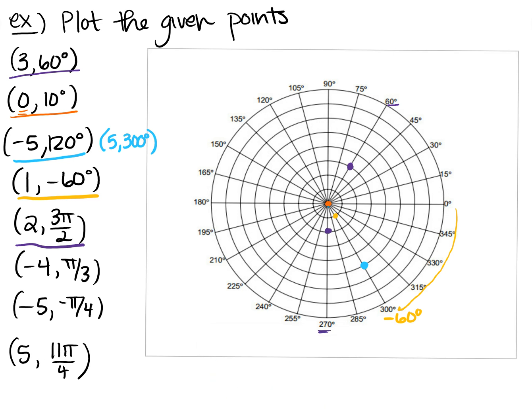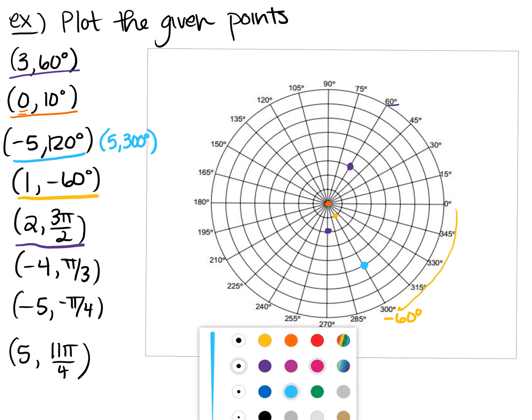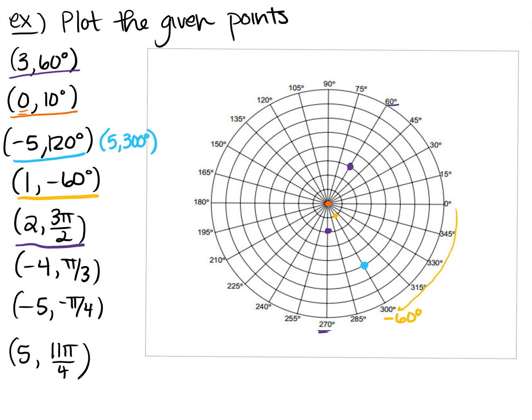Let's look at another one. Maybe I'll use a color I actually haven't used yet. That would be exciting. Negative 4, pi over 3. So the negative 4 tells me go in the opposite direction, but I want to be at pi over 3. So here's pi over 3. Pi over 3 is the same as 60 degrees. So I'm going to go along this line right here, right? This is the line that is 60 degrees. And then I'm just going to go in that opposite direction. Let me get rid of that really quick. So that opposite direction is 240. How far away do I want to be? I want to be 4. 1, 2, 3, 4 units away. And so there's my point there.